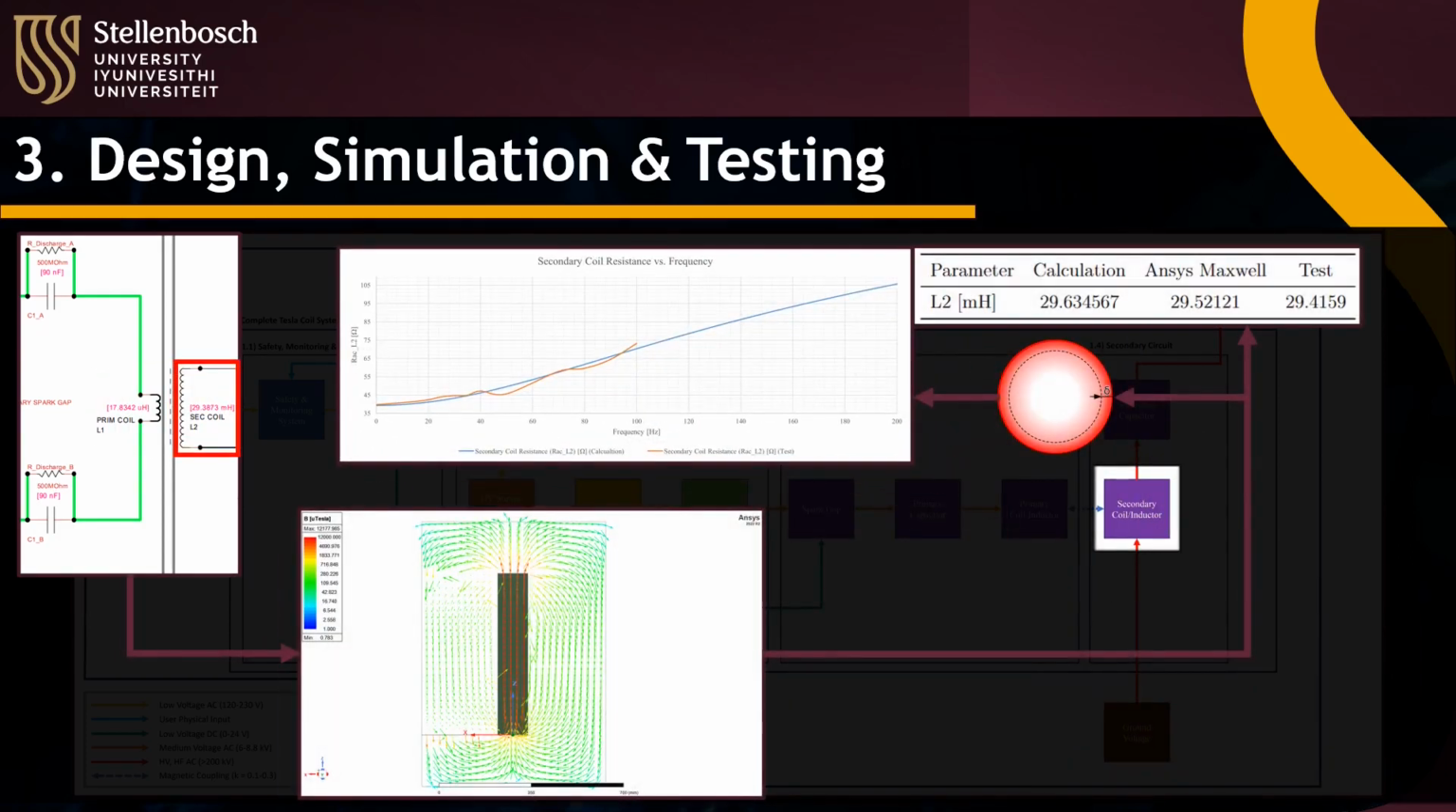The decision had been made to implement the secondary coil utilizing a helical inductor, resulting in the following calculated, simulated, and test inductances. In the secondary coil, an interesting amplified occurrence of the skin effect also occurs, as indicated here by the simulation and tests.